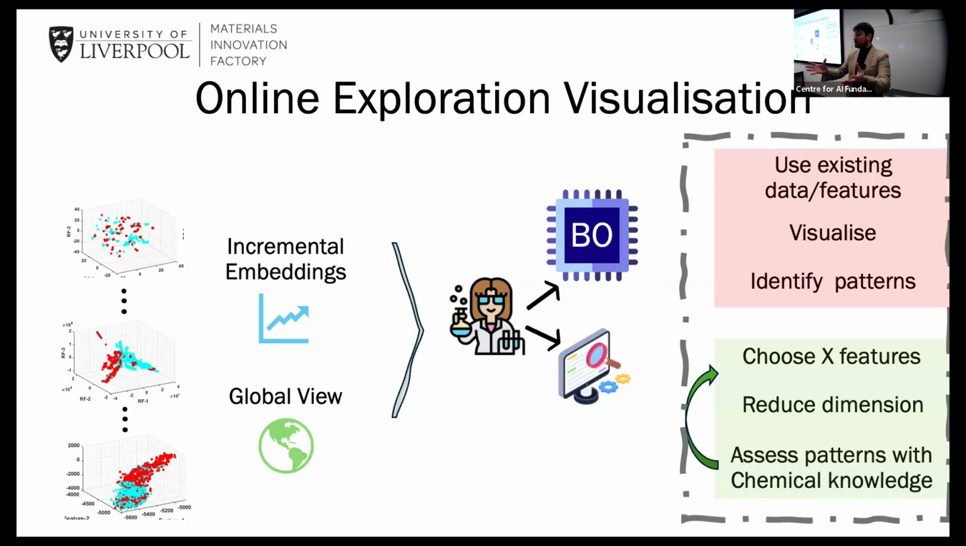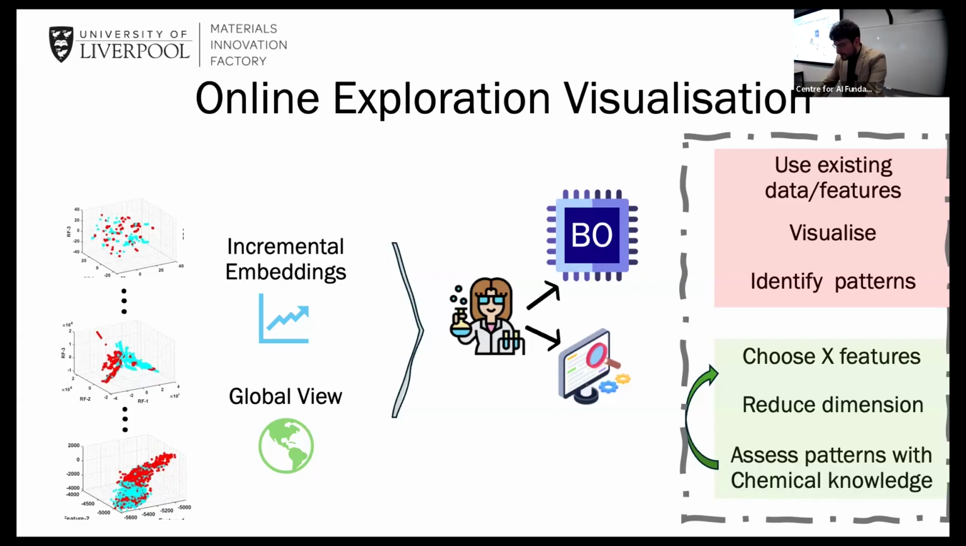Then you have to choose initially, hypothesize initial X features, reduce dimension, and then assess whether these patterns actually comply with your knowledge. And if not, you have to go back, choose other features, and do that in a closed loop. Talking to many chemists, this is a very challenging task to this day. And existing visualization methods are not helping either.